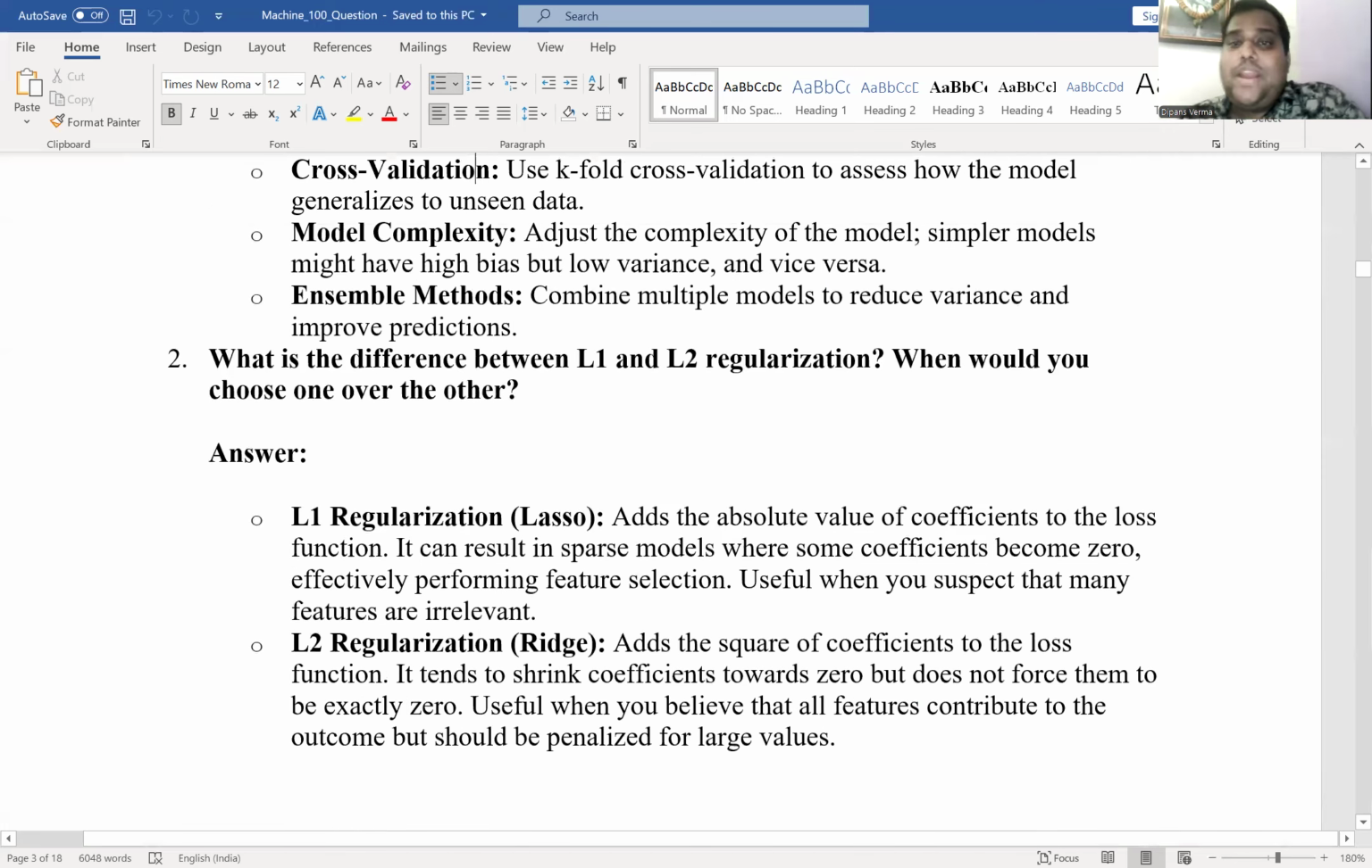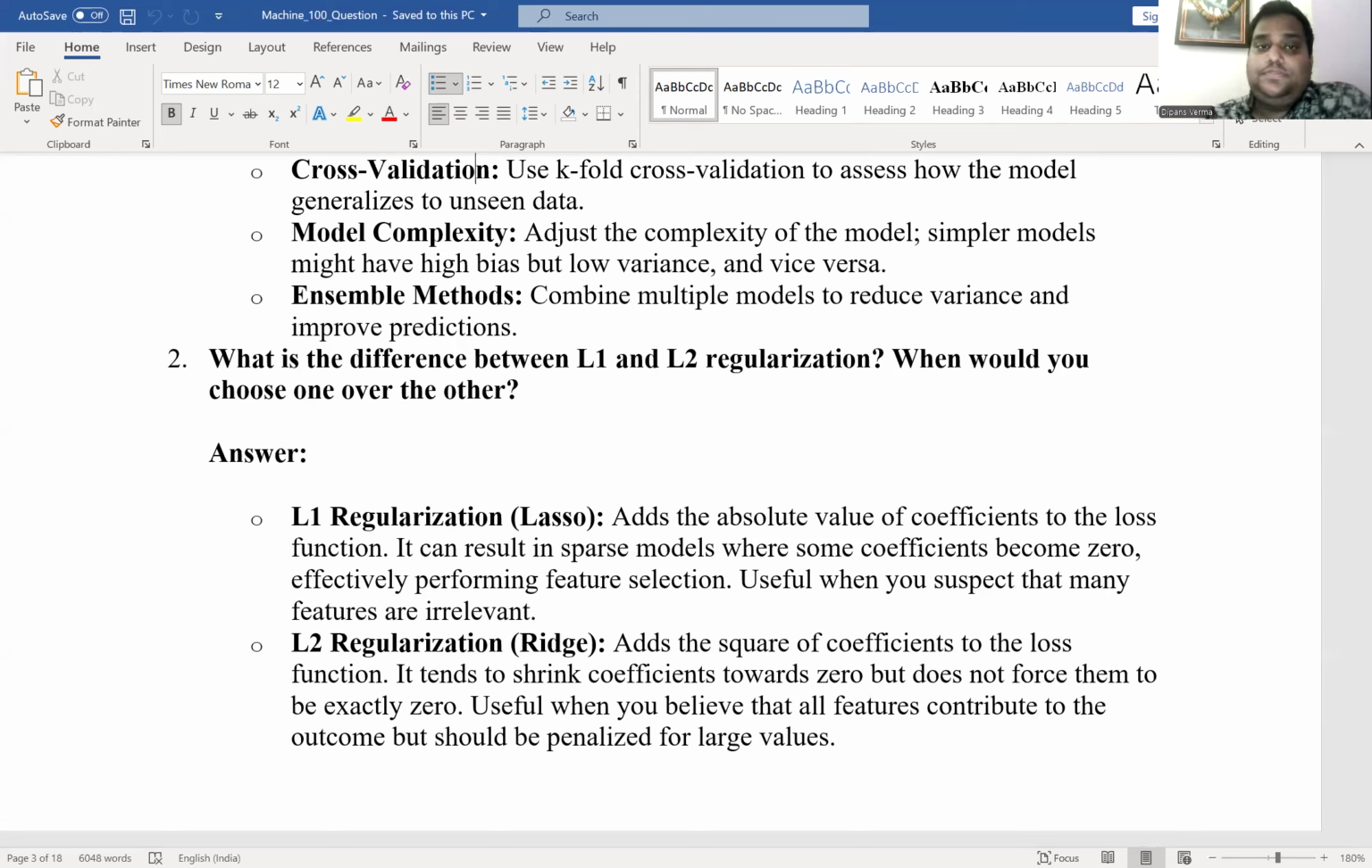Ensemble methods combine multiple models to reduce variance and improve predictions.